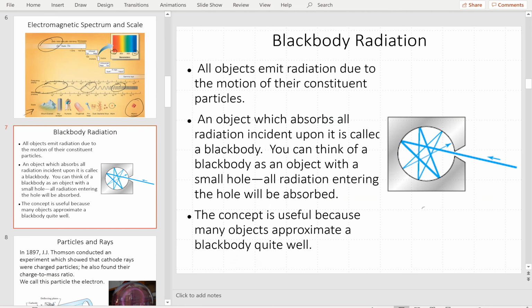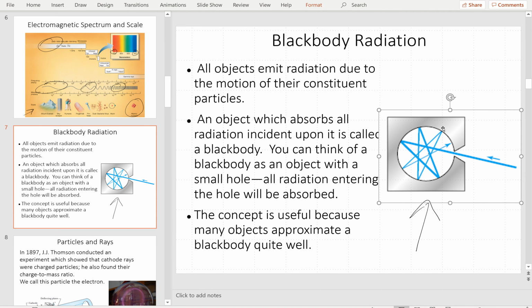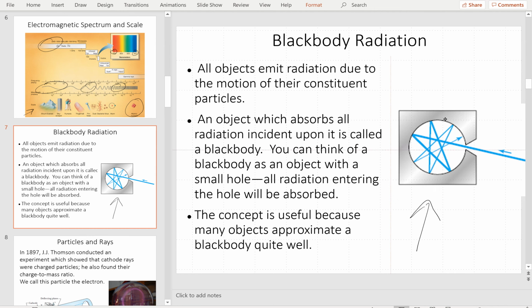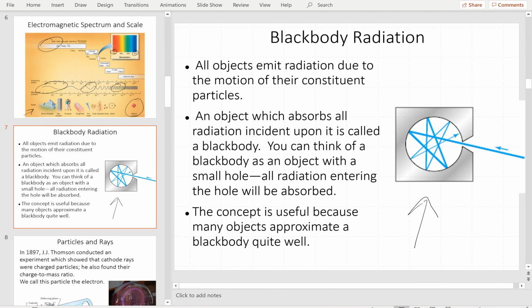This picture here looks rather weird, but the point of this slide is to emphasize the concept of what we call black body radiation. A black body is an object that absorbs all the radiation that's incident upon it and then emits that out into space. The whole point of defining a black body is that there are many objects in the world and the universe that approximate a black body. They're very close to being perfect black bodies.